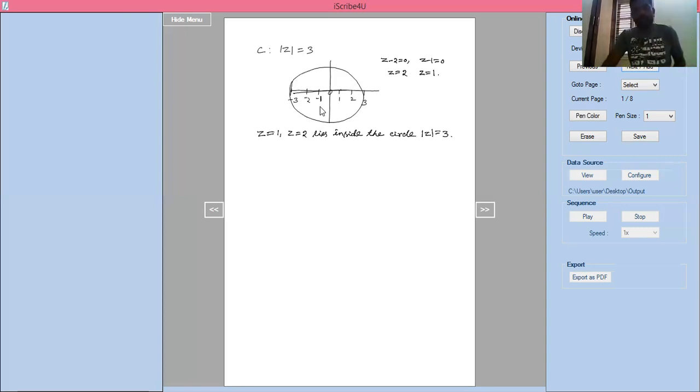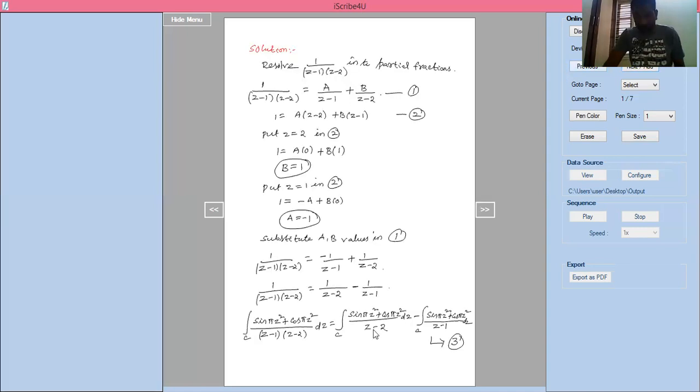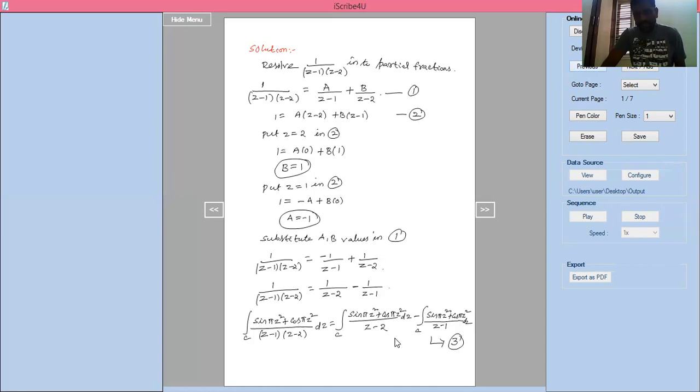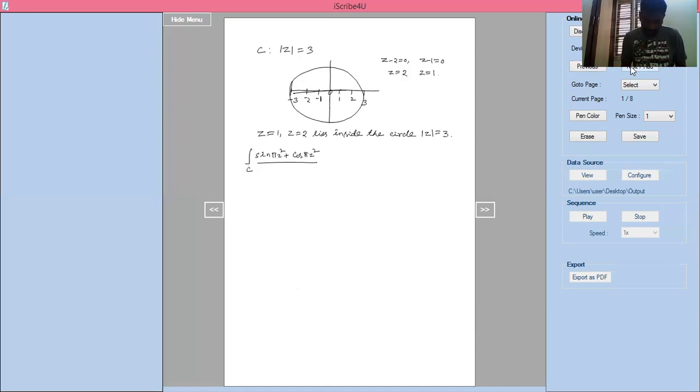Now one by one I can find. Here the first integral is in terms of z minus 2. For the first integral I will find integration of c of sine pi z square plus cos pi z square divided by z minus 2 dz.